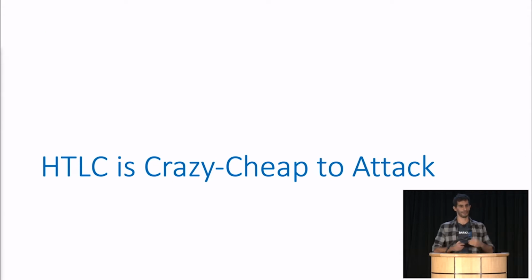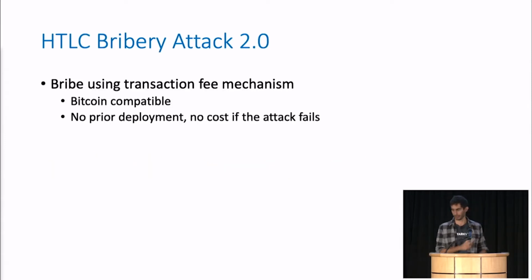OK, so in this work, we show this is actually rather cheap to attack the HTLC. And also, we can attack on Bitcoin. Our attack version, named 2.0, simply uses the transaction fee mechanism. No smart contracts, just use the fees to bribe the miners. This makes it Bitcoin compatible, and it requires no prior deployment, meaning there are no setup costs. You only pay if the attack succeeds. You don't have to set up the attack and pay for that.